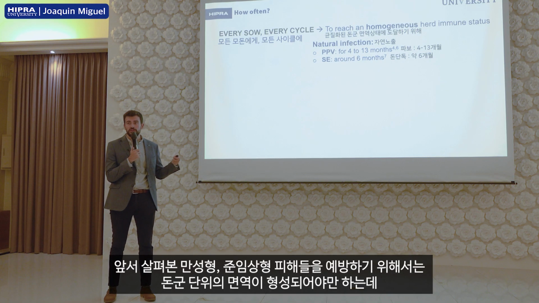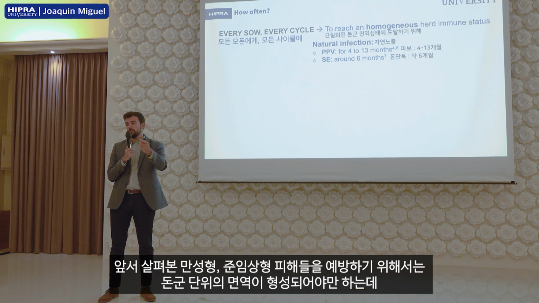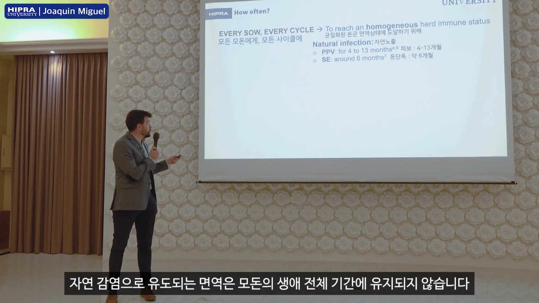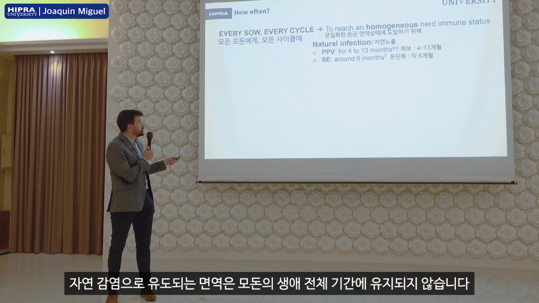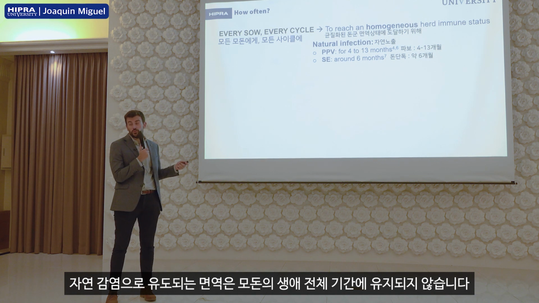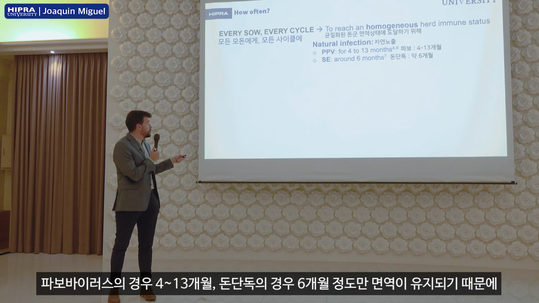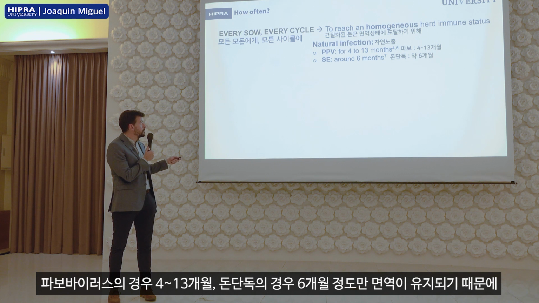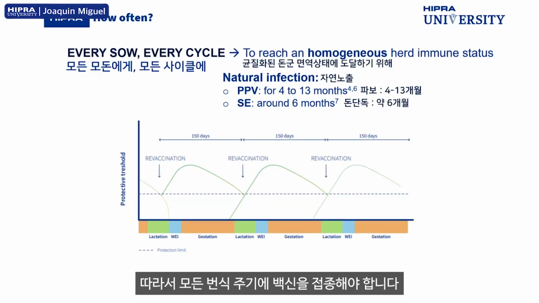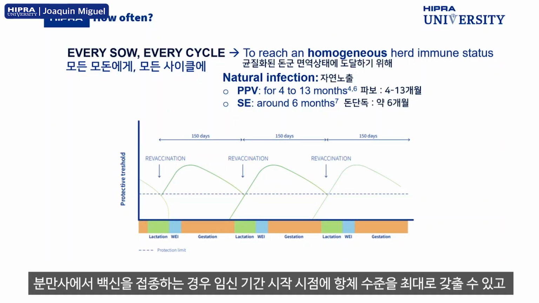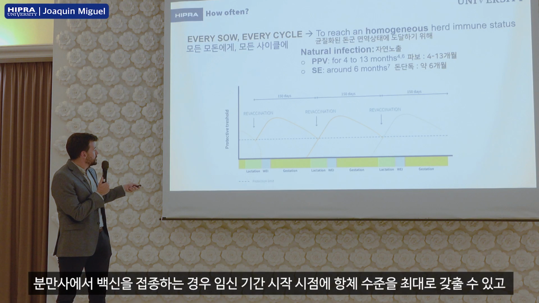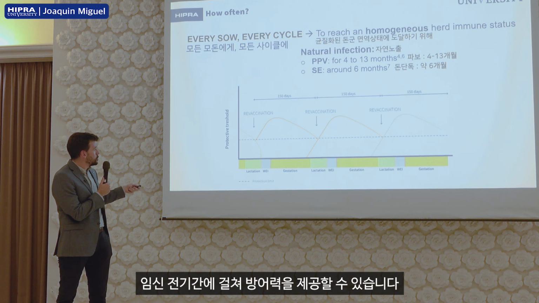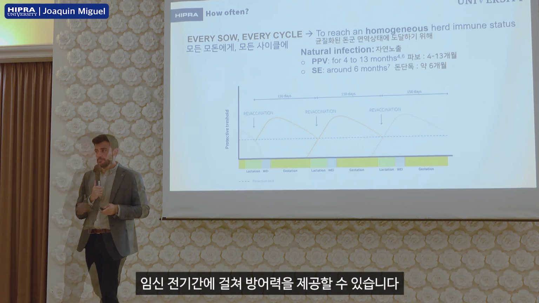If we want to avoid these chronic or subclinical problems, we have to have herd immunity. Okay, why? Because natural infection is not going to develop an immune response for the whole life of the sow. For parvovirus, according to the bibliography, it can vary from 4 to 13 months, and for erysipelas, around 6 months. So if we vaccinate every cycle, well, during the lactation, we will comment later, we are going to start the gestation with the highest level of antibodies, so we are going to cover the whole gestation.